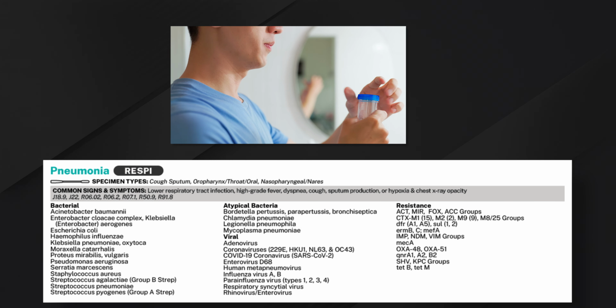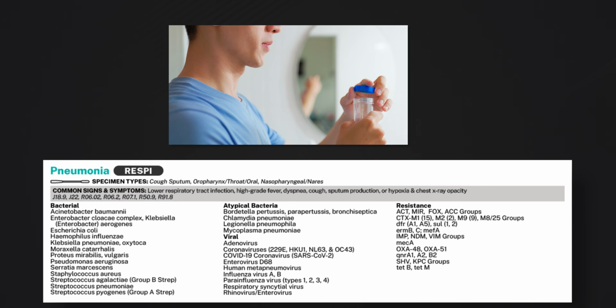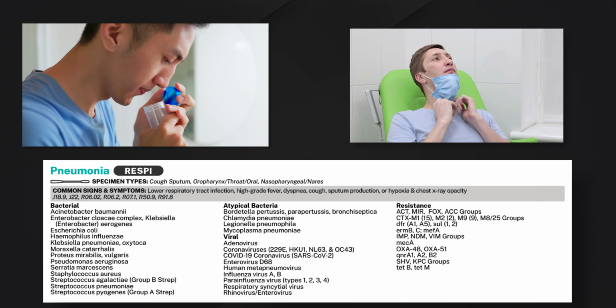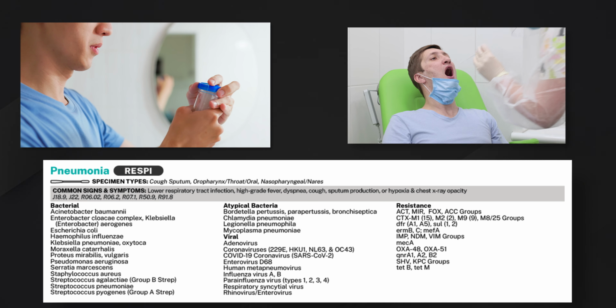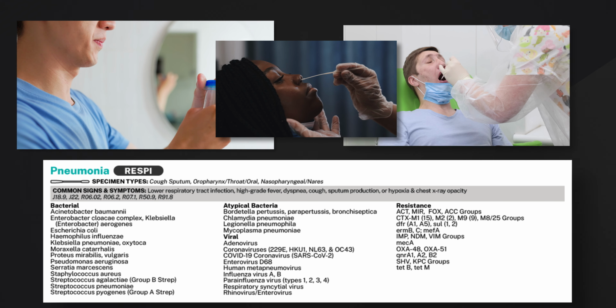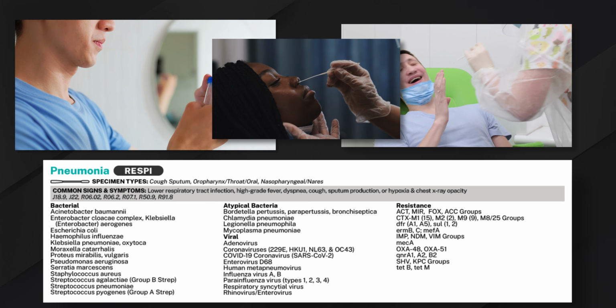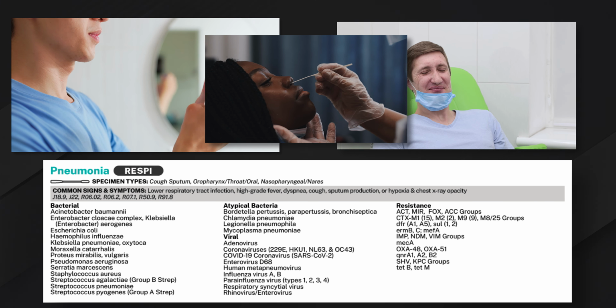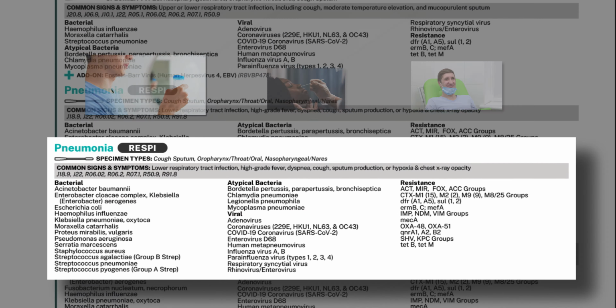Sputum samples are preferred when testing for pneumonia, but considering these samples can be challenging to obtain, an oropharyngeal specimen can also offer sufficient sensitivity. While nasopharyngeal specimens have been shown to have high specificity for detection of pathogens causing pneumonia, they have the lowest sensitivity and should be reserved as a last resort.